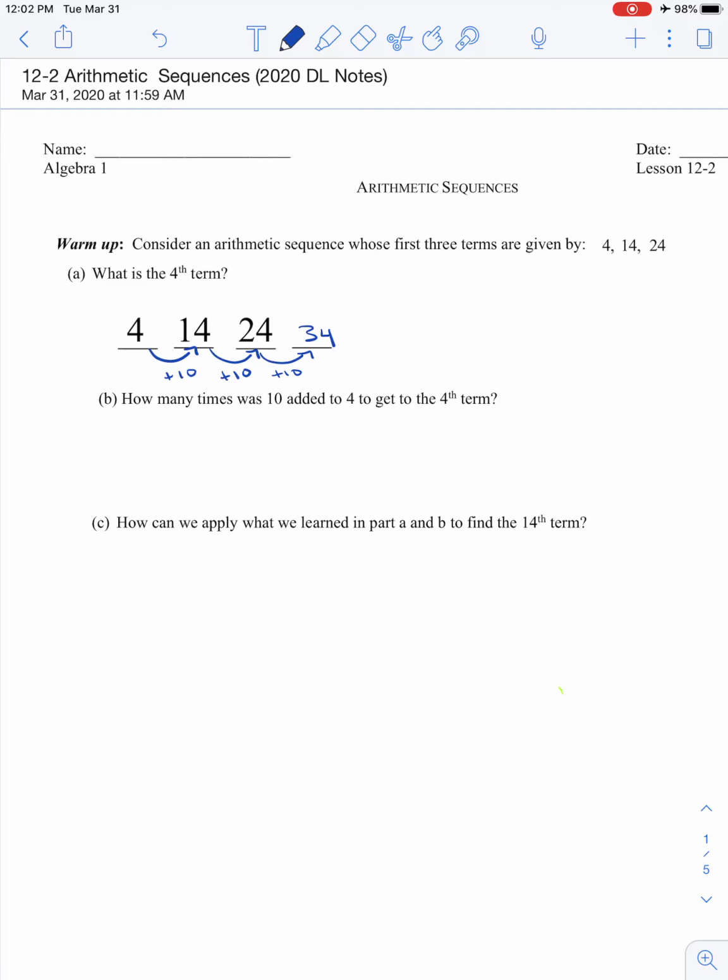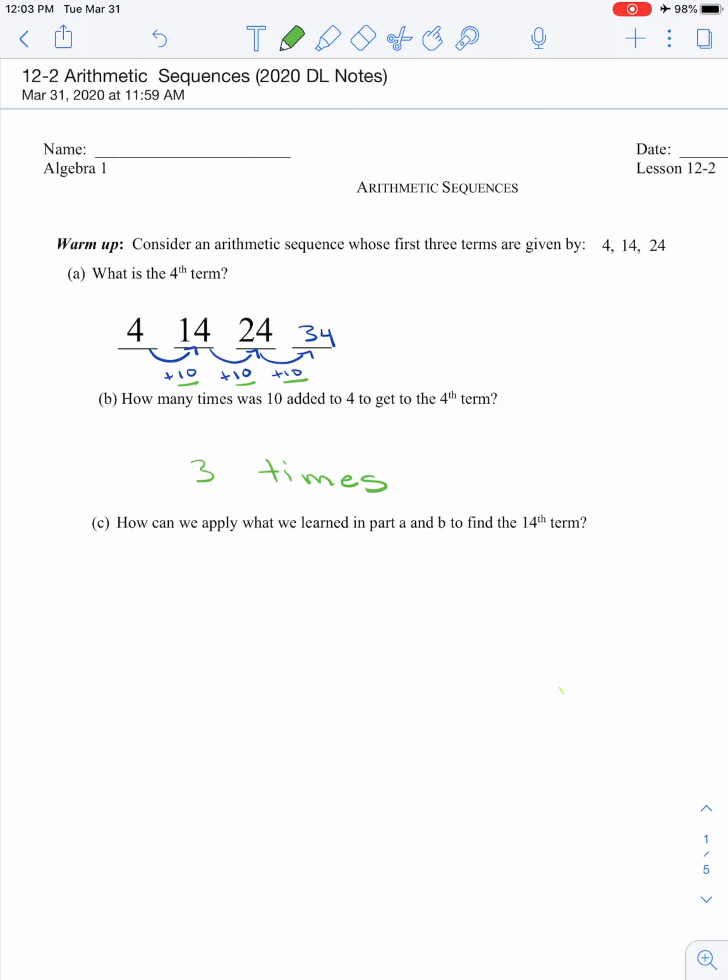Let's take a look at part B. How many times was 10 added to 4 to get to the fourth term? Well, let's see. 10 was added 1, 2, 3 times. Part C, how can we apply what we learned in part A and B to find the 14th term?